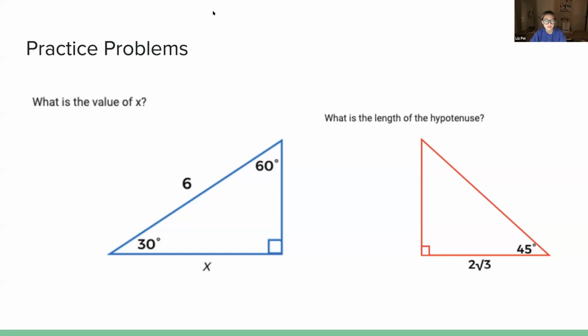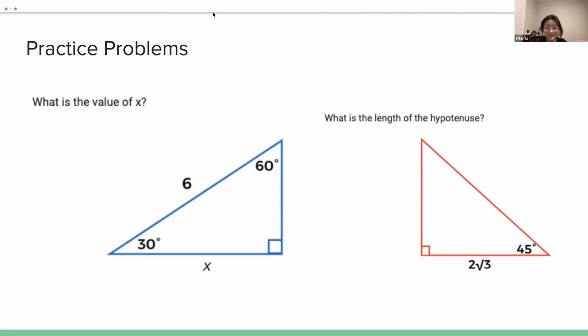Hey guys, welcome back to class 2 of sine and cosine. Here are 2 practice problems from last class. I'll give you guys some time to do it, and I will come back in, I don't know, 5 minutes.